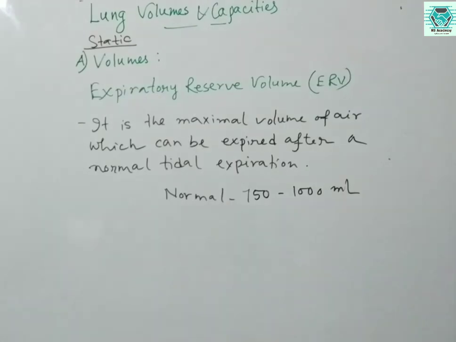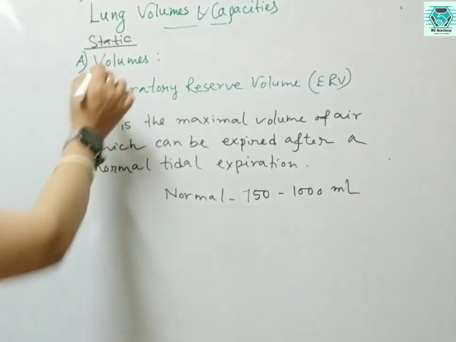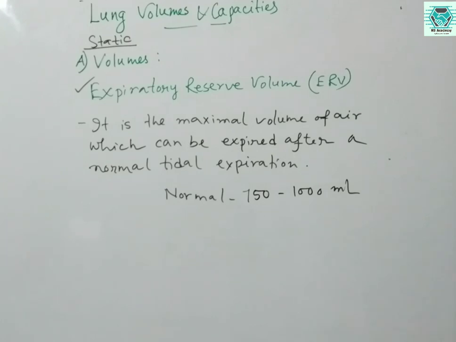Next is the expiratory reserve volume, the short form is ERV. It is the maximal volume of air which can be expired after a normal tidal expiration, that is, expired from the end expiratory position. The normal value is 750 to 1000 ml.